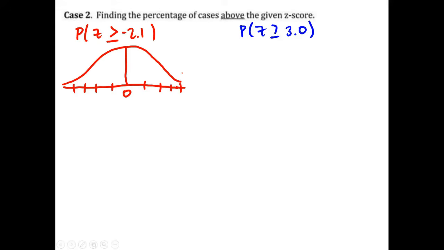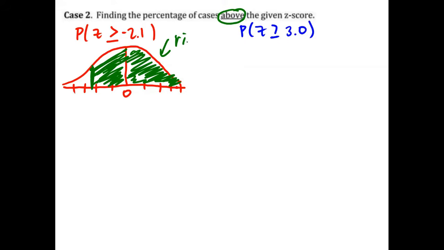Okay, so nasan dyan yung negative 2.1? Nasa left. So, negative 2.1, nandito siya banda. So, we have above the given Z score. Ibig sabihin ng above in Tagalog, mas mataas. So, ano yung ating i-shade? Okay, so dapat i-shade natin yung right side nung green line natin. So, ito at saka itong part na ito. Anong napapansin nyo dito sa na-shade natin? Na-shade natin yung buong right side.